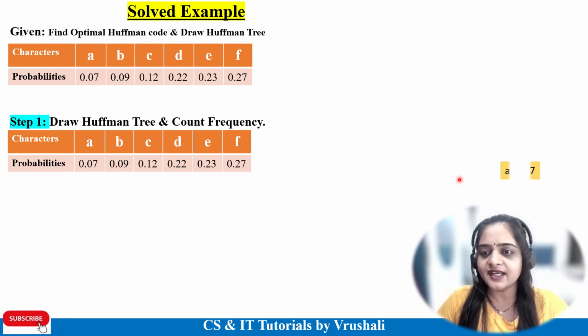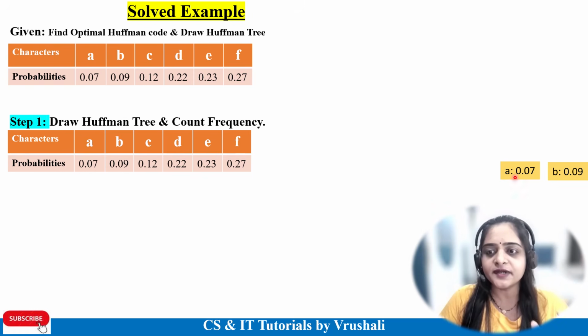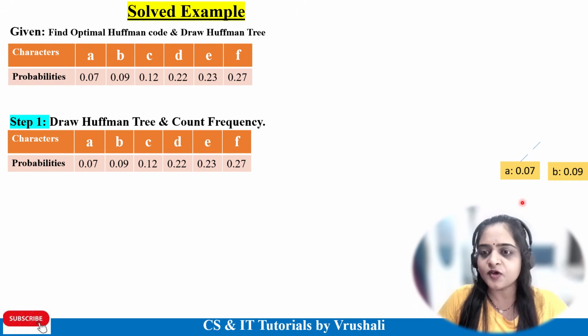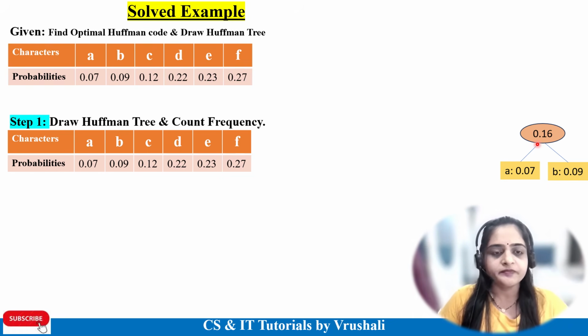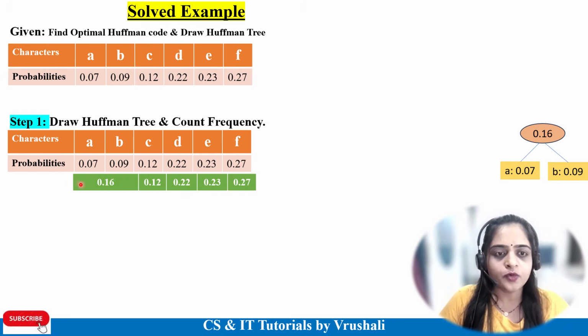So on the other side, just draw one tree. See, first A equal to 0.07 and another one is 0.09. Always remember, write this data in ascending order, meaning the smaller value on the left side and the larger value on the right side, in this way. So these are the two smallest values, the minimum values in the given data. So just perform addition of these two values and the answer is 0.16. Clear? Now see here. So 0.07 plus 0.09, the answer is 0.16, and the remaining data as it is.